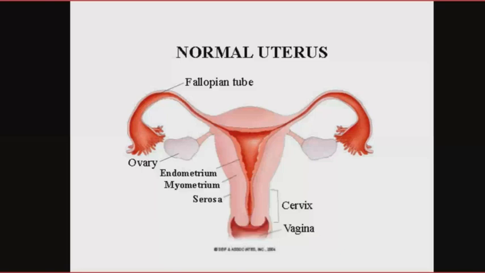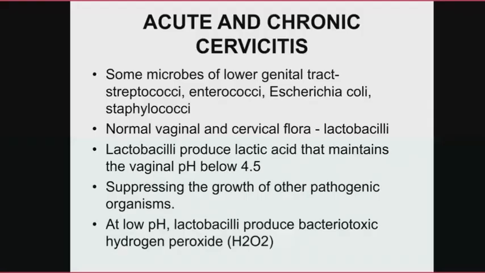Basically the organism could be streptococci, enterococci, many times E. coli. E. coli can form the normal cervical flora also, but other organisms like streptococcus, enterococcus, staphylococcus can cause inflammation of the cervix. In the normal vagina and cervix there will be presence of lactobacilli. They are normal flora, so they are not going to harm the body.